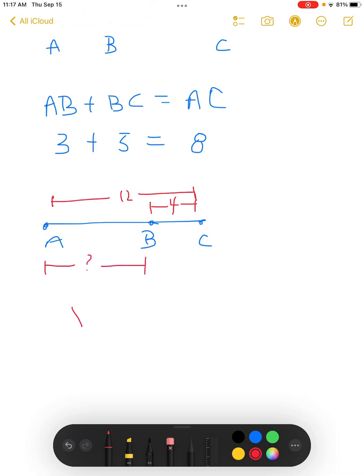Well, we don't know what AB is. We do know that BC is 4, and together it adds up to a total of 12. We could solve this equation. Just subtract 4, x must be 8. And of course, maybe mentally you already knew that in your head, but it kind of gives us a setup of what we want to do with some of these next problems.